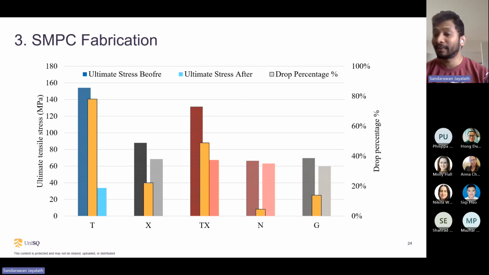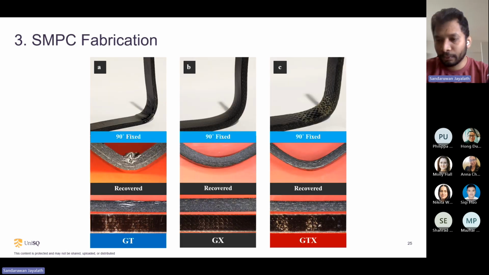Now we had to decide which shape memory polymer composite fiber layer we are going to go forward with. As you can see, the reason behind the poor performance of the T configuration is in image A: when we program it to a 90 degree angle, you can see fiber slippage destroying the matrix at one part. So this is basically the reason for it to perform poorly.